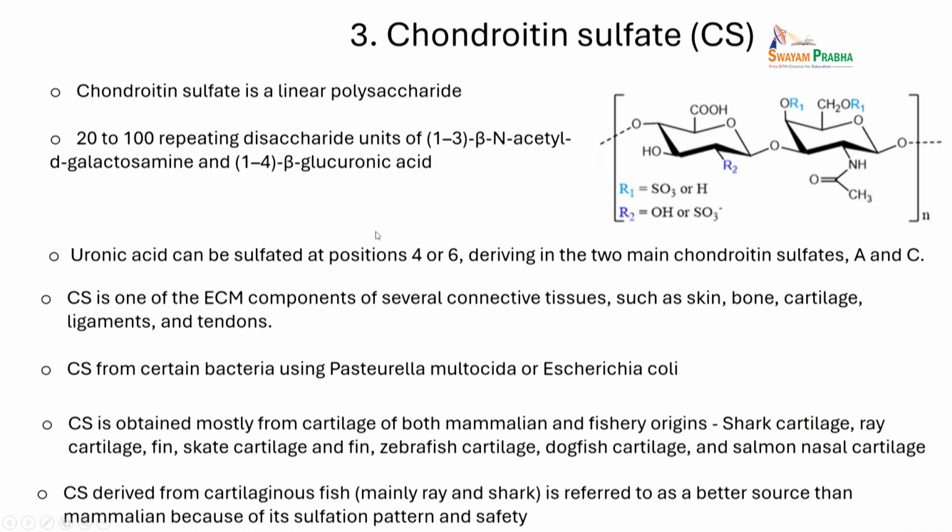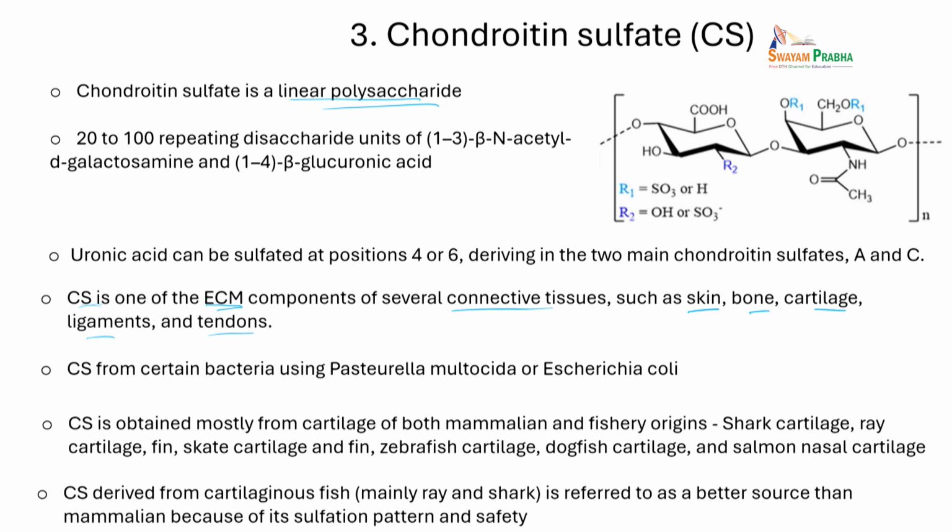Now the third thing I want to go to is chondroitin sulfate. Chondroitin sulfate is a linear polysaccharide. So we are coming back to polysaccharides. The source of CS is the extracellular matrix of several connective tissues such as skin, bone, cartilage, ligaments, and tendons, but they are not made up of amino acids. They are not proteins, they are polysaccharides.